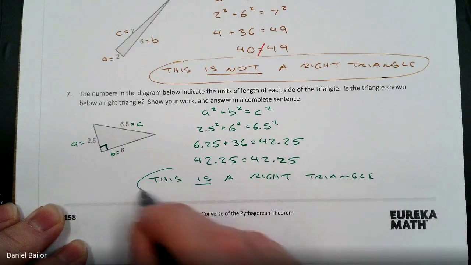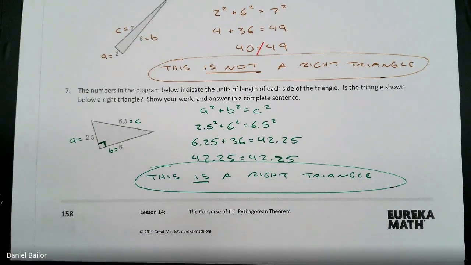So the final score, excuse me, after 7 exercises, 7 triangles that we tested, 4 of them were right triangles and 3 of them were not right triangles. So if you did work faster than me and you're back to check your work, let's check them again.